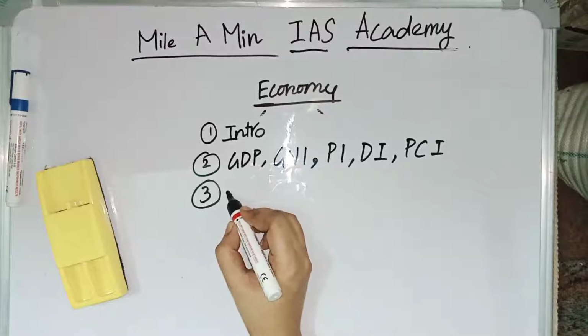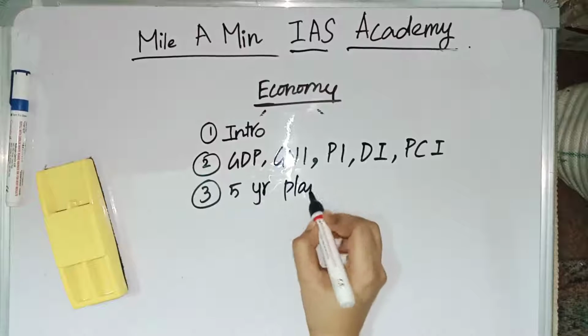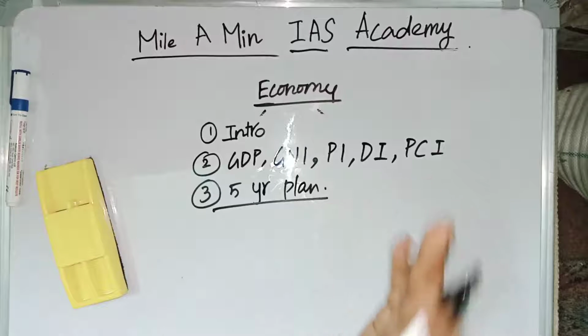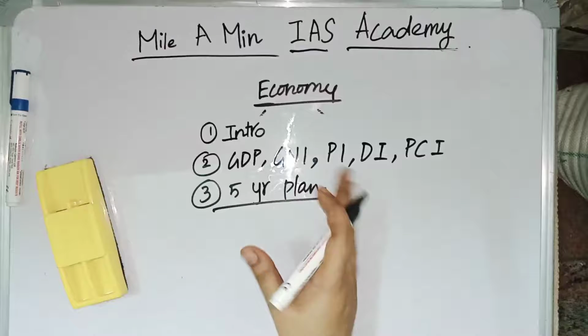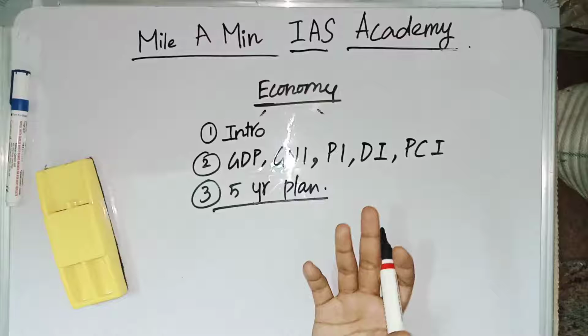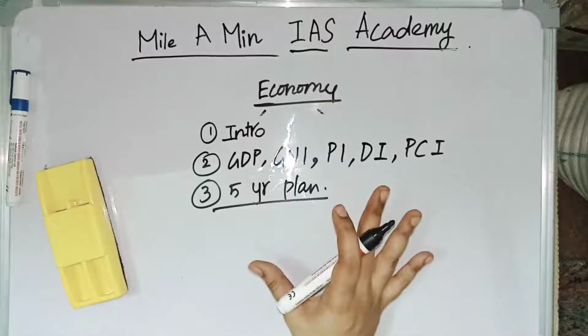And the third one is the 5-year plan. Actually, we had 12 5-year plans, but the 5-year plan is not there now; it has been replaced by Niti Aayog. Earlier we had the Planning Commission. Now the Planning Commission and all those bodies are abolished, and we have Niti Aayog recently.